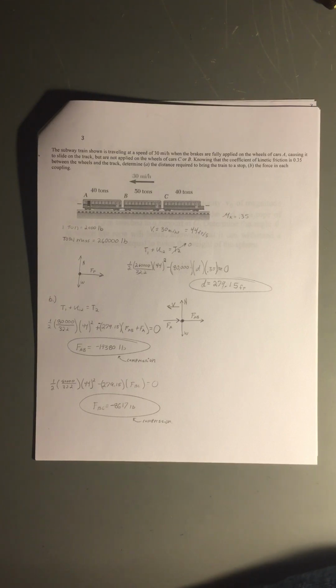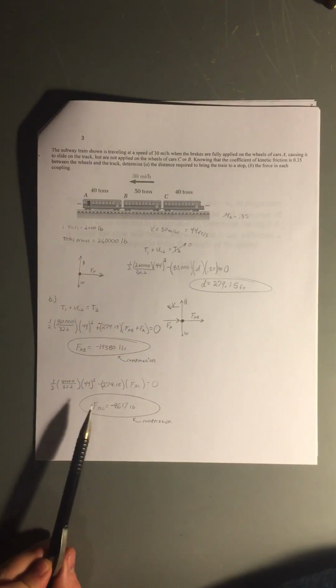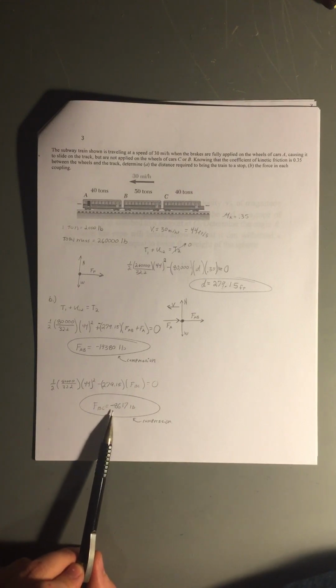And then it wanted us to do the same thing for cart C. And it's a similar process. Everything is set up the same, except cart C does not have the braking force on it. It is just sliding along without its brakes on. And so we don't have that term. But we solve that and we get that the coupling force between B and C is negative 8,617. And once again, it's negative, telling us that it is in compression. And so that's all for question 3.